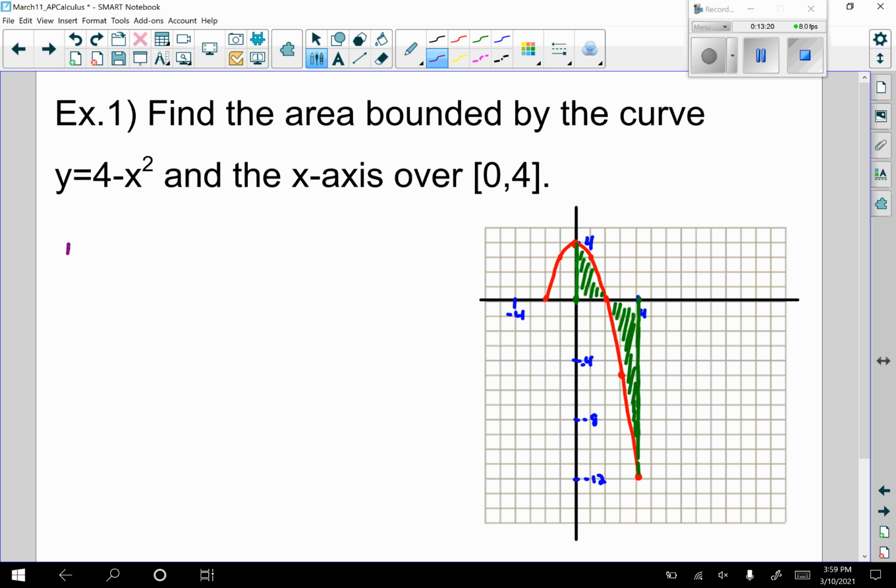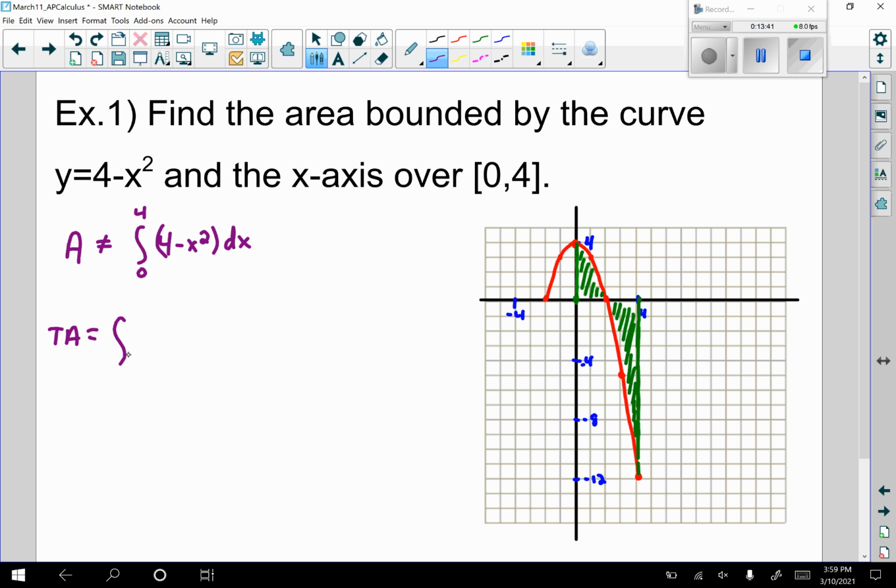So keep in mind, the area is not equal to just the integral from 0 to 4 of 4 minus x squared dx. That is not going to help us. That's going to give us an answer of net area, so we don't want to do this. What we want to do is say the total area, so we break this into sections.